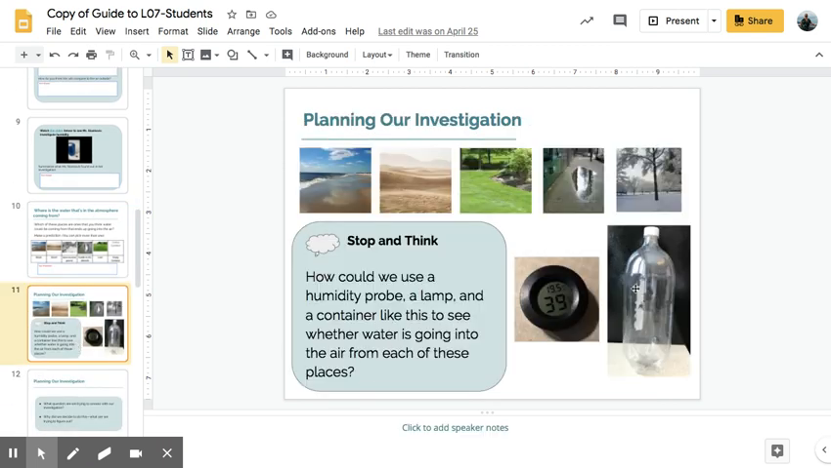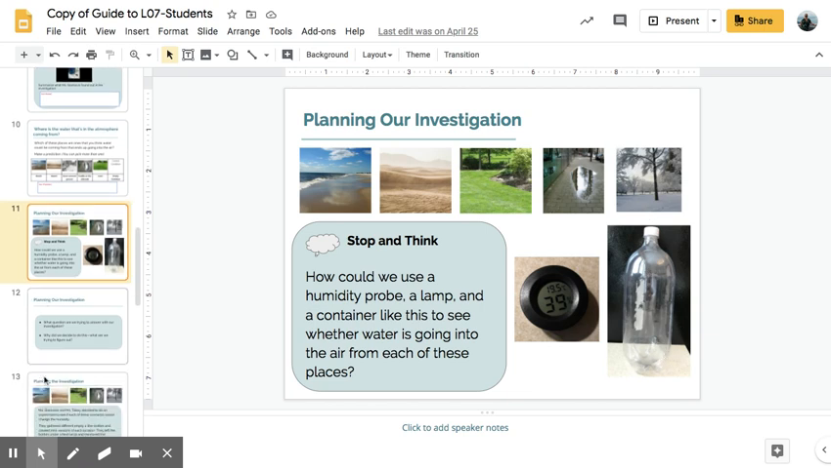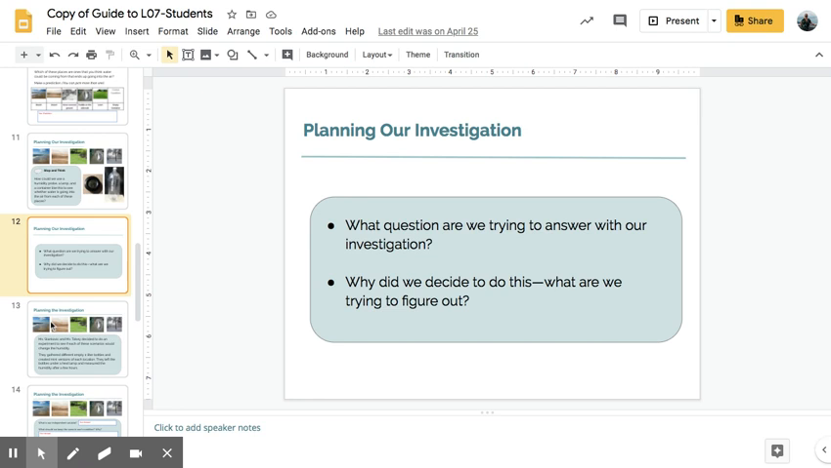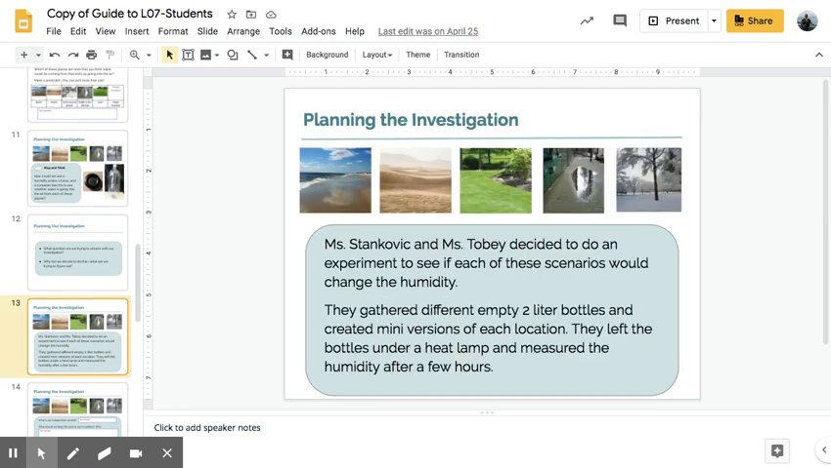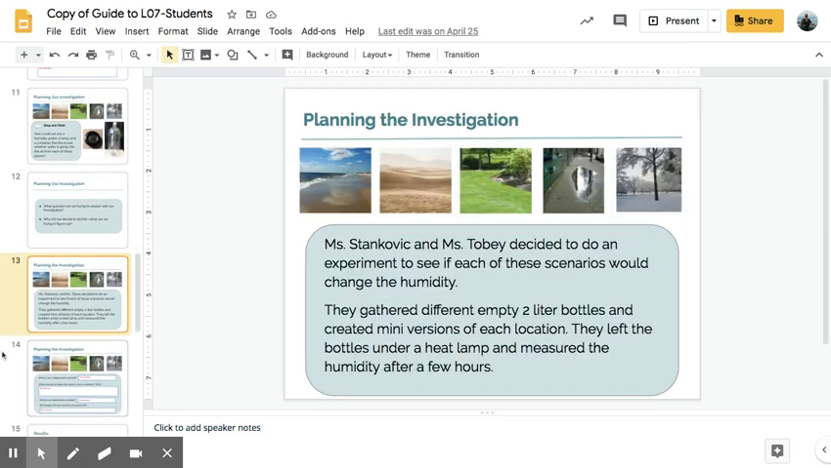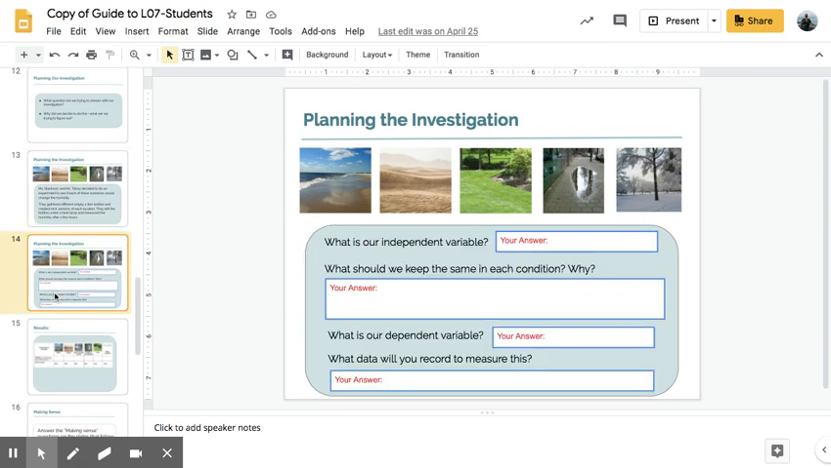So stop and think. We're going to use this soda bottle to mimic all of these different locations, and then one will be left blank so you can see what happens when nothing is put in the bottle. So as we go through, this is an explanation of what happens in the investigation.